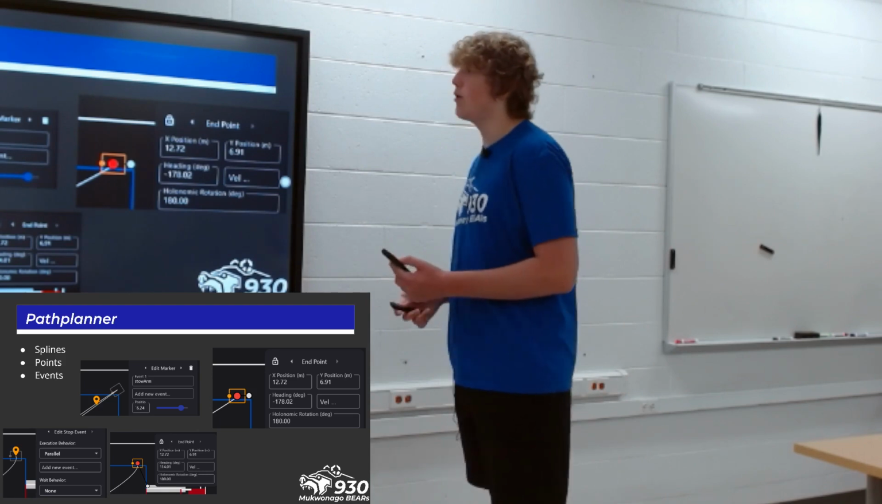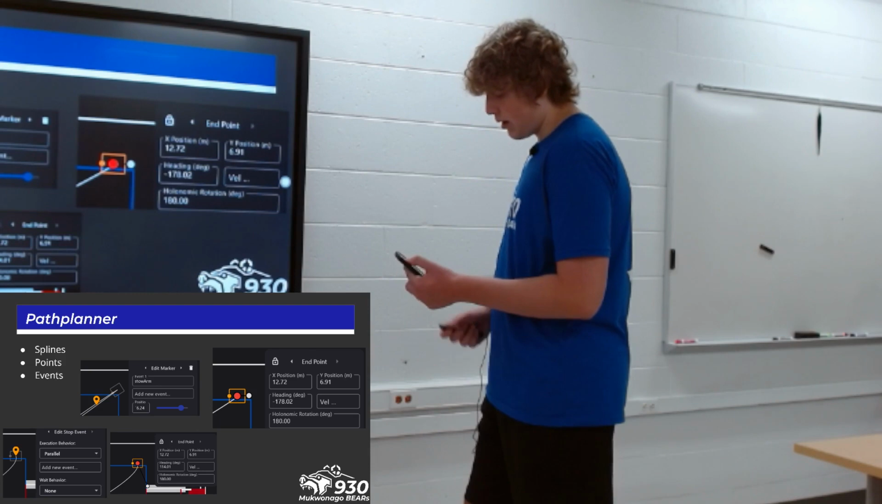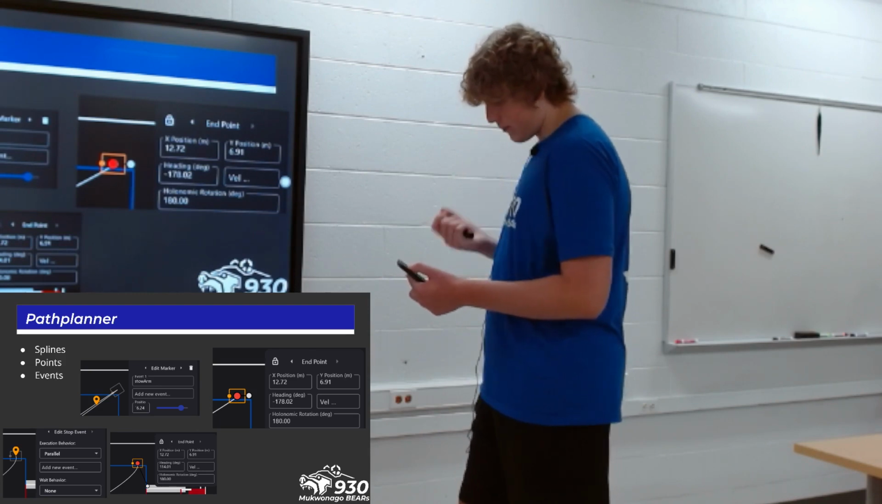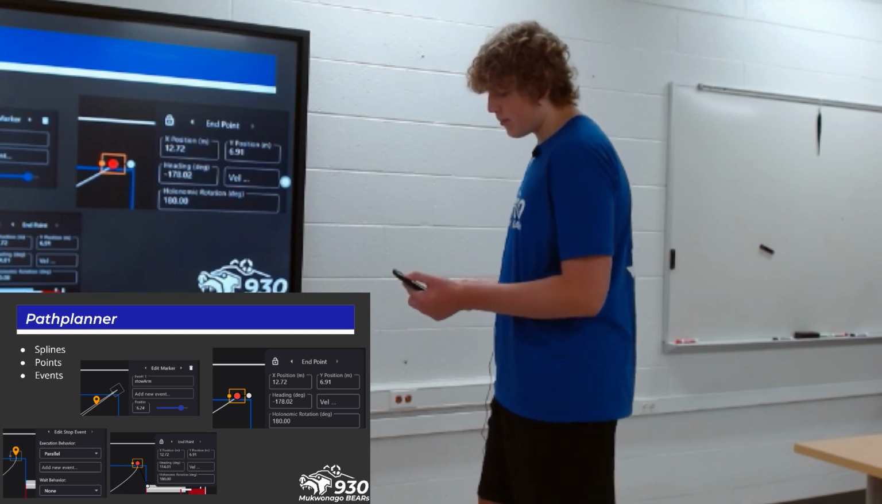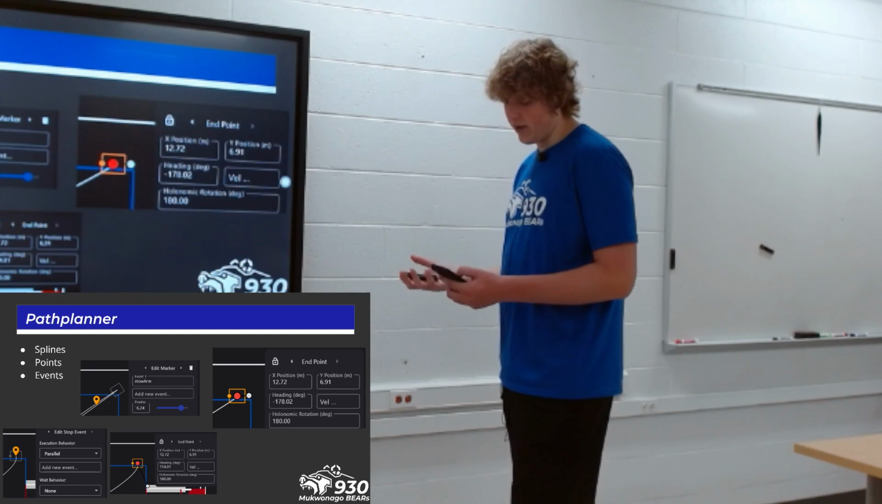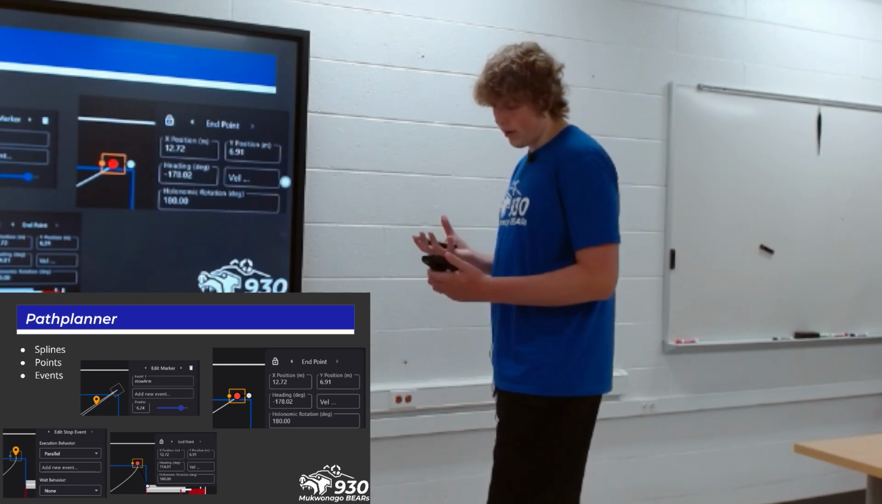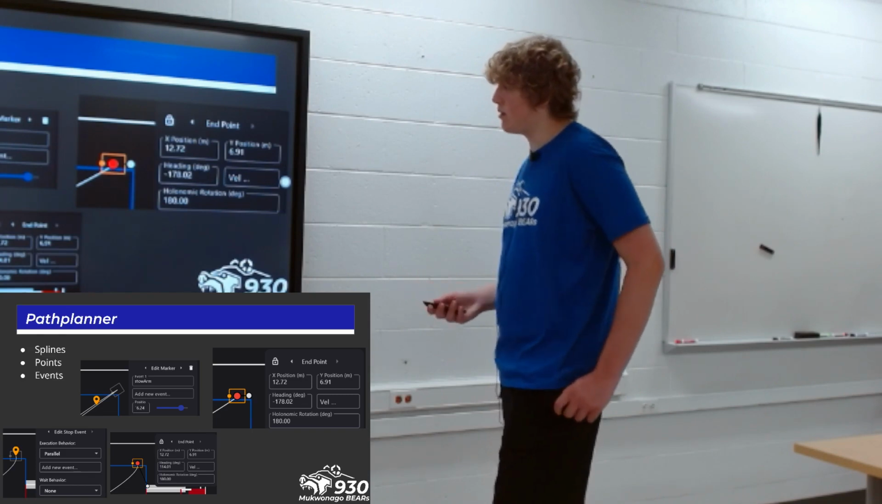Speaking of which, now you have events. Events are like, we use Auto Command Manager, which uses different events, like when the manipulator will hold different kinds of game pieces, or telling the arm to pick up or drop off different pieces.